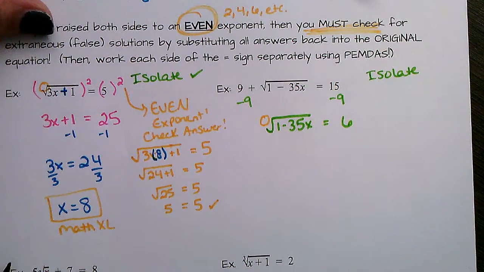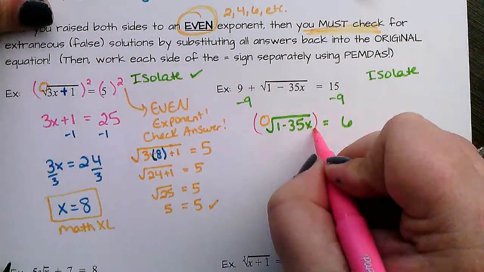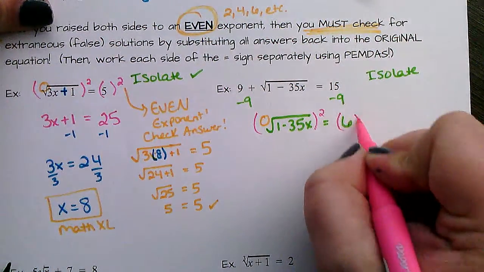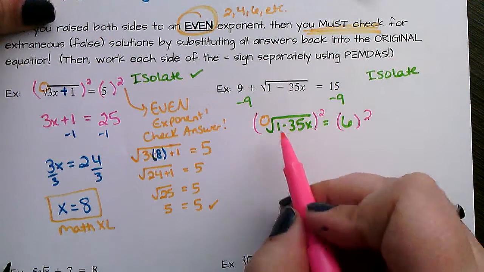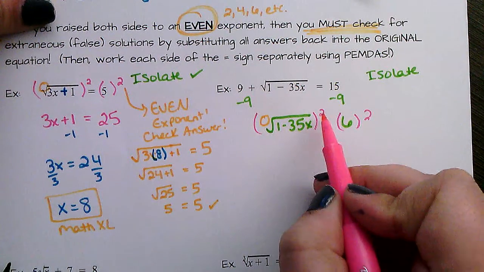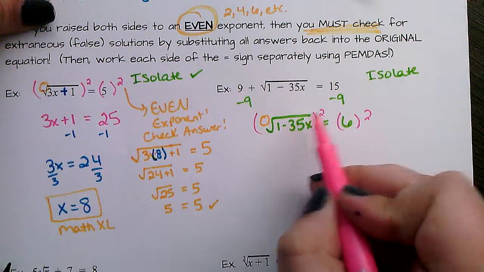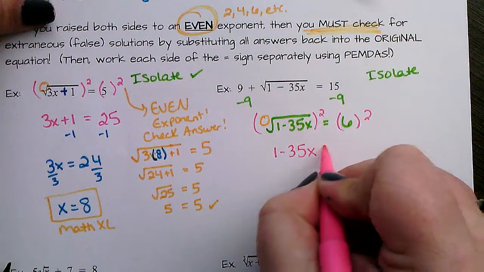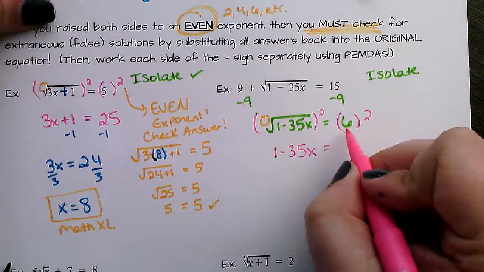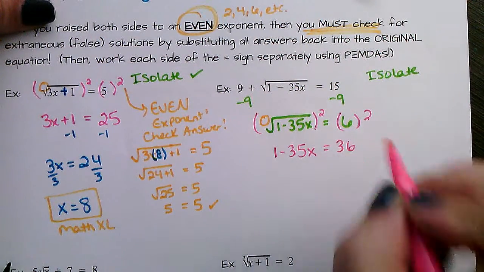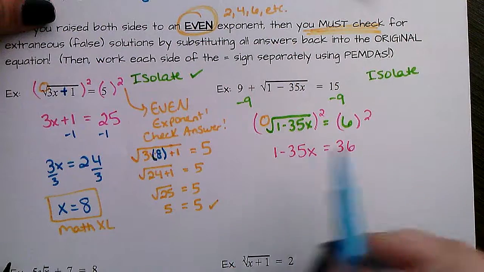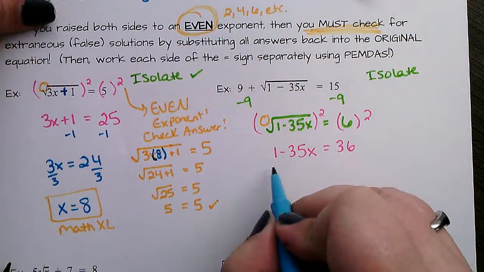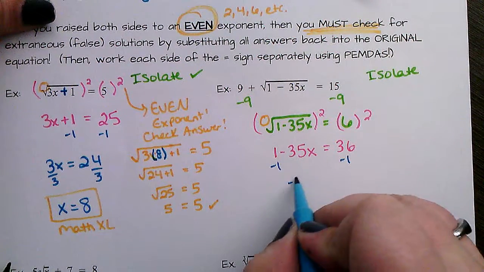My index is right there. When there's no number written there, it's a 2. So I'm going to square both sides. The radical and this squared cancel, since the index is a 2. So it's 1 minus 35x equals 6 squared, which is 36. Now that all the radicals are gone, I solve for x.